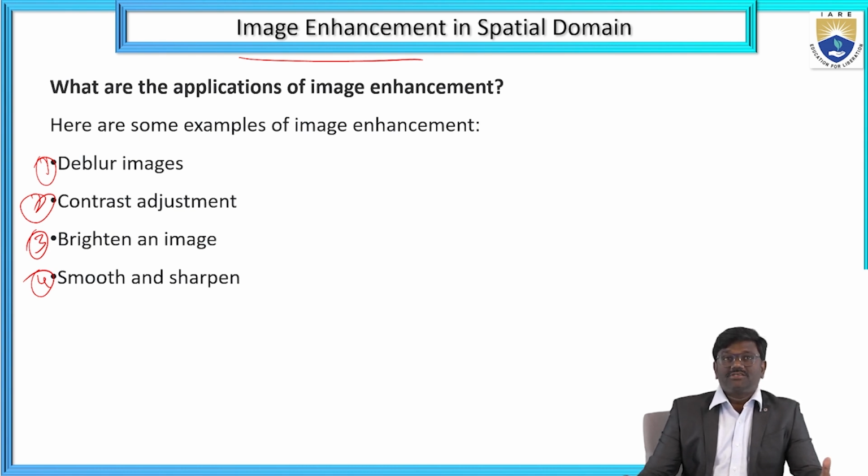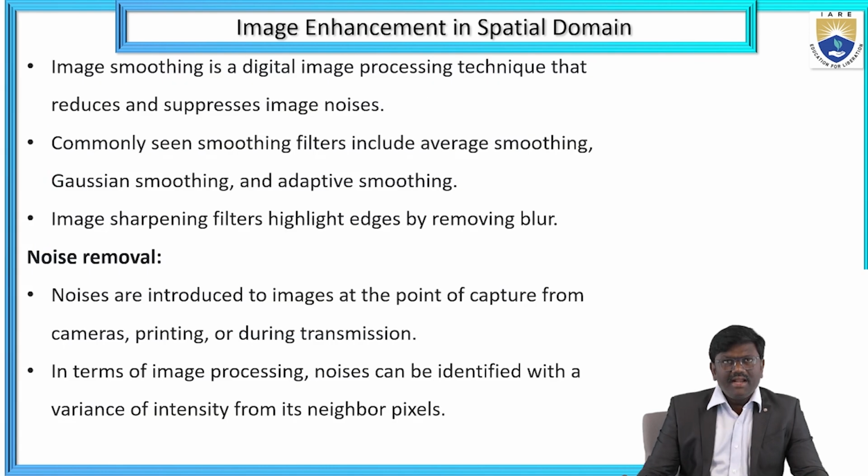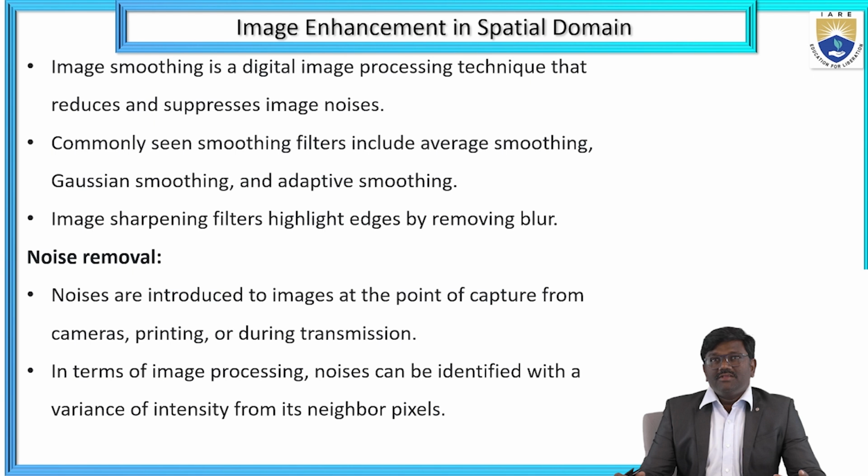Next, smooth and sharpen. Let us understand the terminology of smoothing. Image smoothing is a digital image processing technique that reduces and suppresses image noise. Commonly seen smoothing filters include average smoothing, Gaussian smoothing, and adaptive smoothing. Image sharpening filters highlight edges by removing blur.